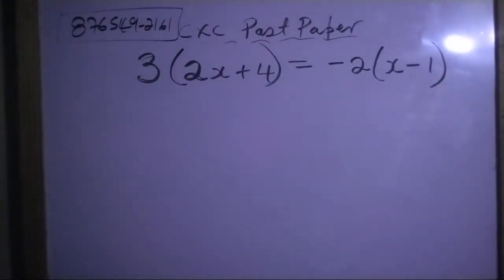So we have 3 bracket 2x plus 4 equal to minus 2 bracket x minus 1.